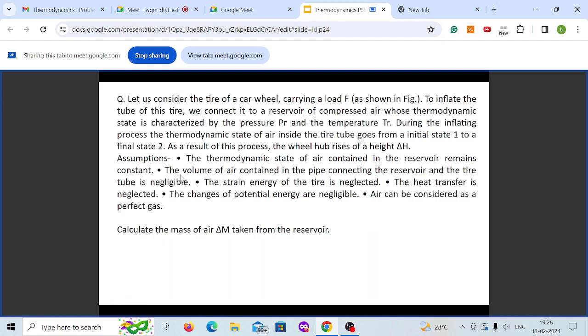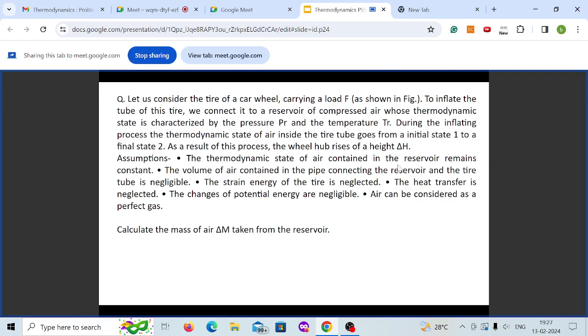The second assumption is that the volume of air contained in the pipe connecting the reservoir and the tire tube is negligible. The reservoir is connected to the tire by a hose, and you are assuming that the pipe has a negligible amount of air. The third is that the strain energy of the tire is neglected, because the tire initially was flat. Now when it's expanding, it will have some strain energy across the tire, right? You are assuming that is all neglected.